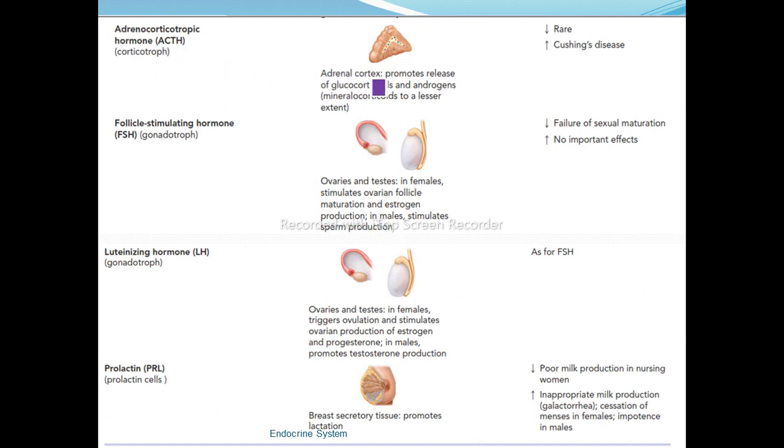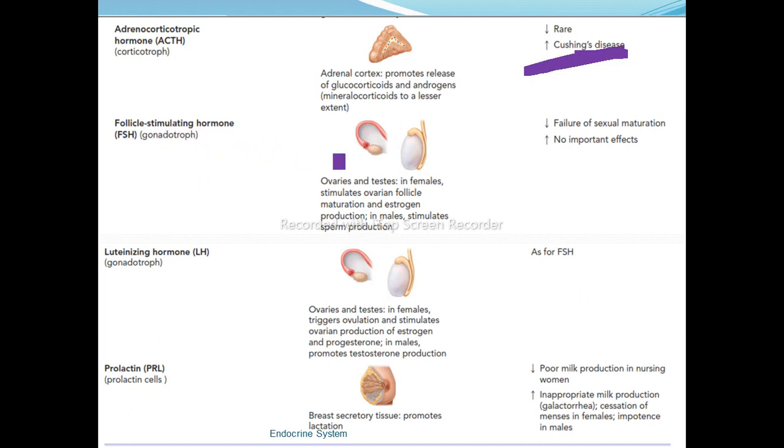The other is adrenocorticotropic hormone. This acts on the adrenal cortex here, the outer part. It promotes the release of glucocorticoids and androgens, and mineralocorticoids to a lesser extent. Less adrenocortical hormone production is rare, but when the production is excessive, it leads to Cushing's disease.